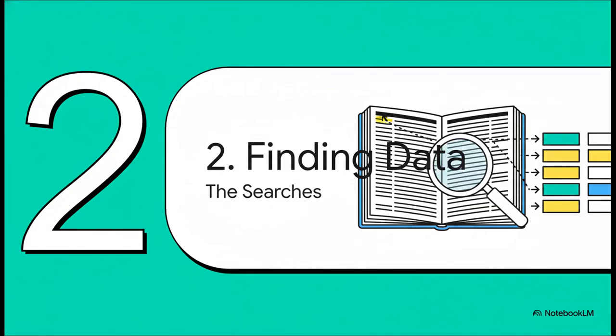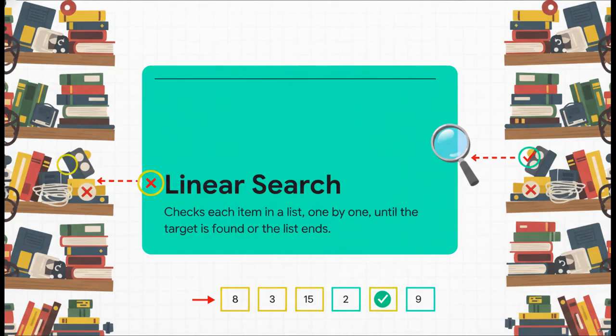So, you've got a mountain of data. How do you find that one specific thing you're looking for? Well, the first and most basic way is something called a linear search. A linear search is pretty much exactly what it sounds like. You go in a straight line. You start with the very first item and you ask, is this what I'm looking for? If it's not, you move to the next one, and the next, and the next.